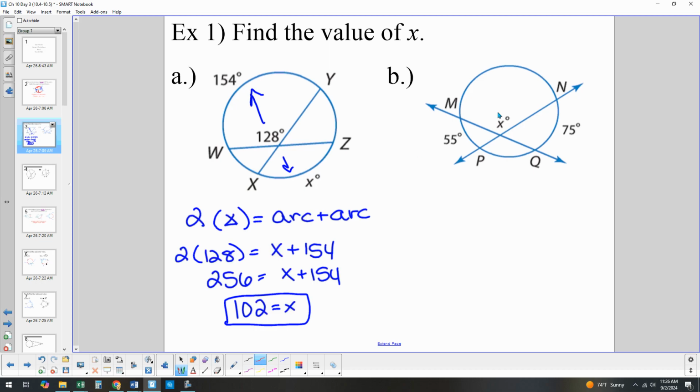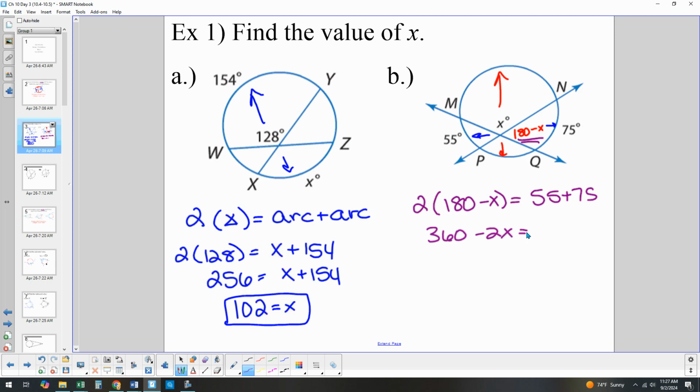In B, the angle I'm using goes to these arcs. So really the angle next to this x is 180 minus x because they had to be a linear pair. So now this angle goes to these arcs, and I can use those now. So 2 times the angle equals arc plus arc. So that's going to be 360 minus 2x equals 130.